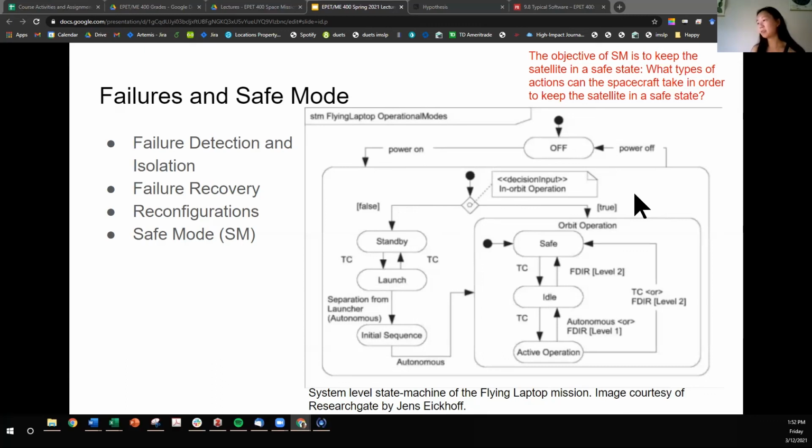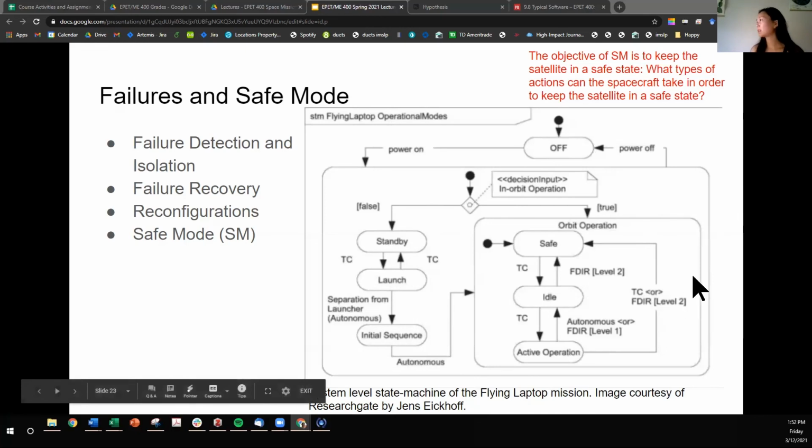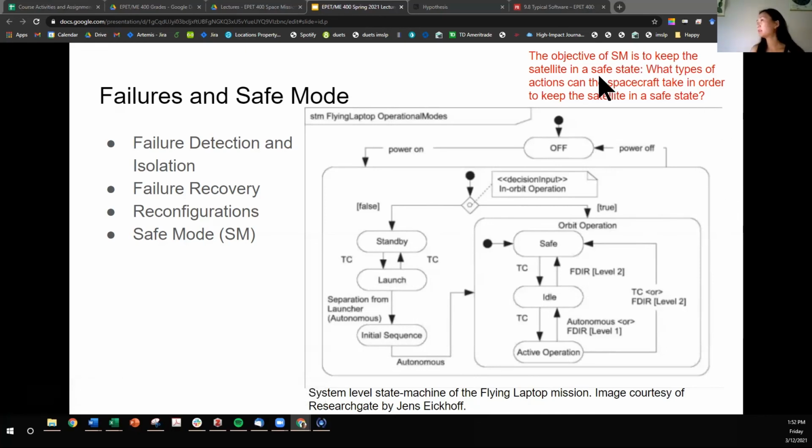I don't think I need to review it, so I'll just idle here. I'll answer this question. The objective of safe mode is to keep the satellite in a safe state. What types of actions can the spacecraft take in order to keep the satellite in a safe state? Okay, I answered that. Low power mode, sun charging, beaconing every once in a while, turning all non-critical spacecraft functions off.